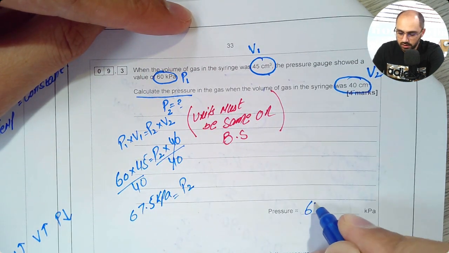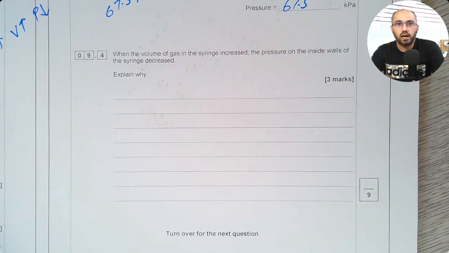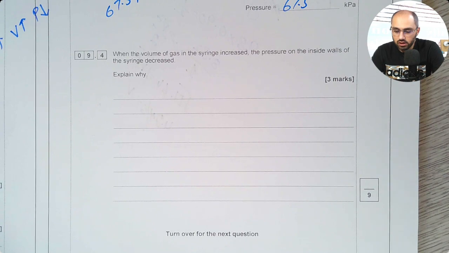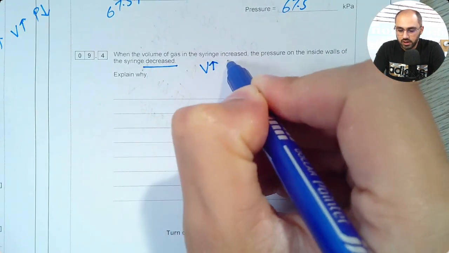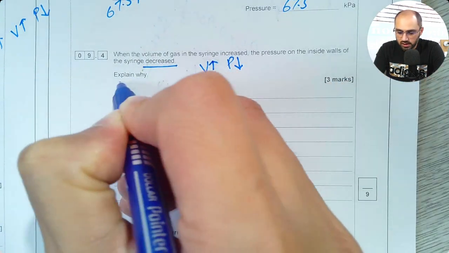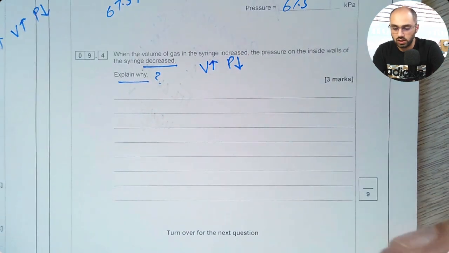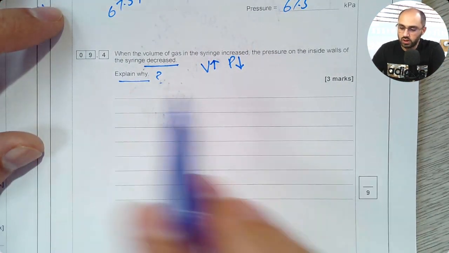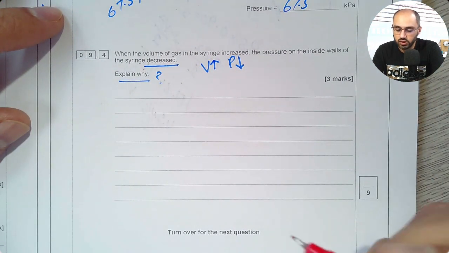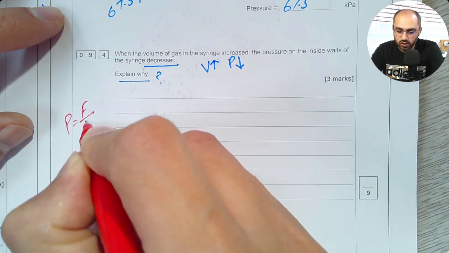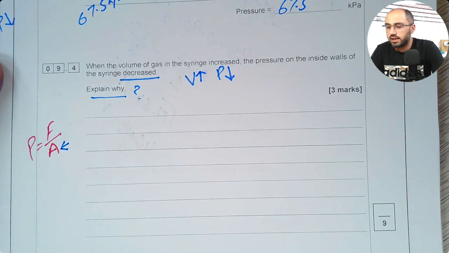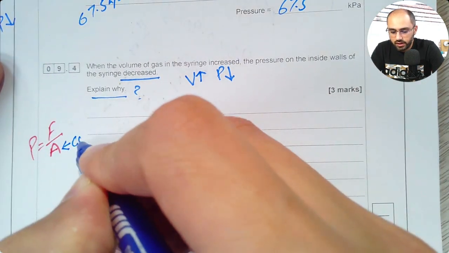my answer. Next part says, when the volume of gas in syringe increased, the pressure on the inside walls of the syringe decreased. They're saying if you increase volume, pressure goes down. They're asking for what is the reason for this. Before I start working on this question, I would like to remind you about an equation for the pressure, which is pressure equals force per unit area. In this case, the value of A is fixed. It is constant.